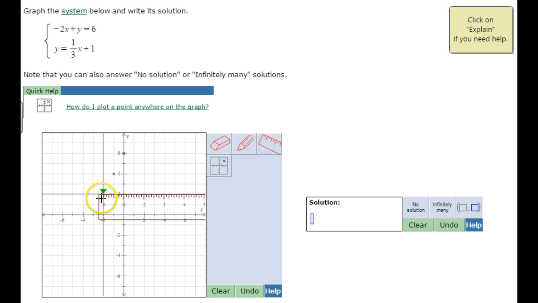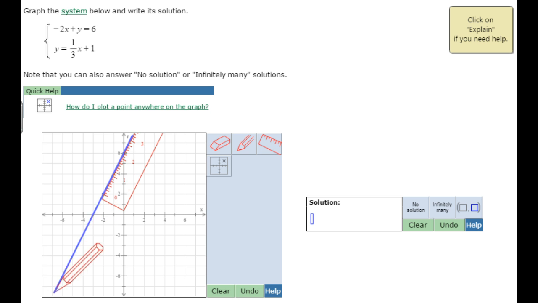Take a ruler, put that there, draw our line. Okay, so we've got our first line, and to either put the ruler there or take it off, you just press that over there.